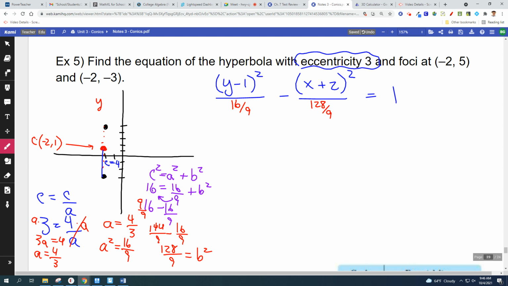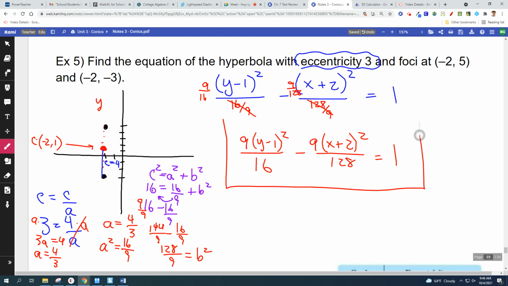So the only thing left to do, it's a little bit weird that you are dividing by fractions. Remember how to divide by fractions? If you divide by a fraction, you're multiplying by the reciprocal. So multiplying by the reciprocal changes us to 9(y minus 1) squared over 16 minus 9(x plus 2) squared over 128 equals 1. That's tough stuff.